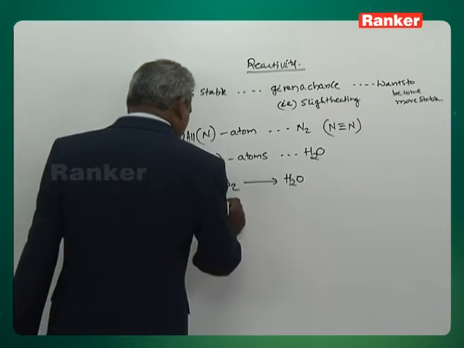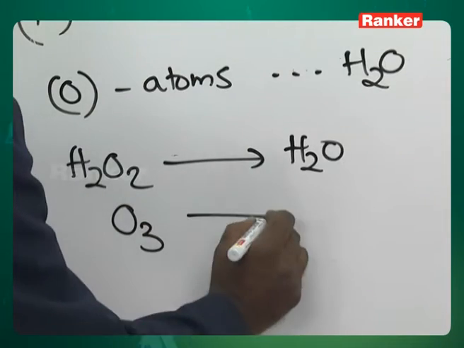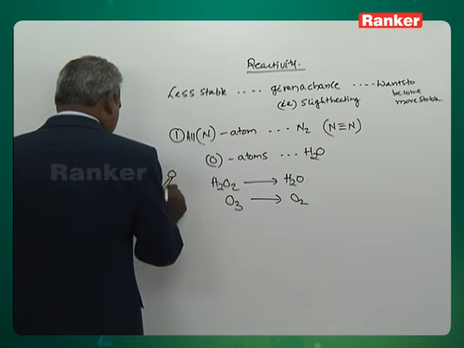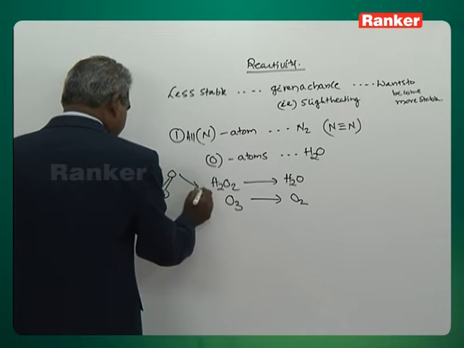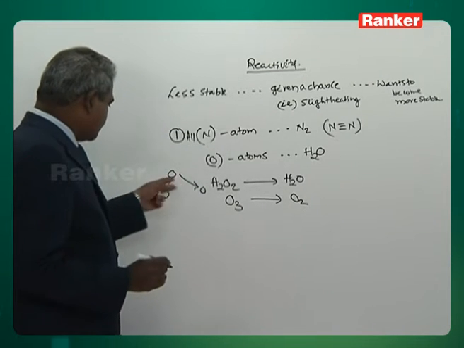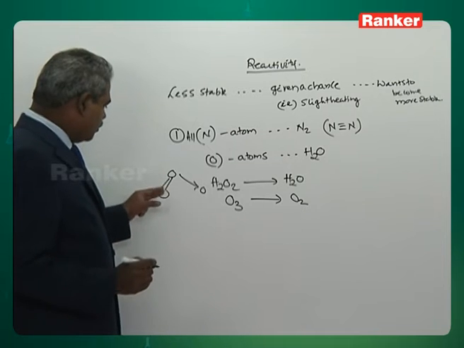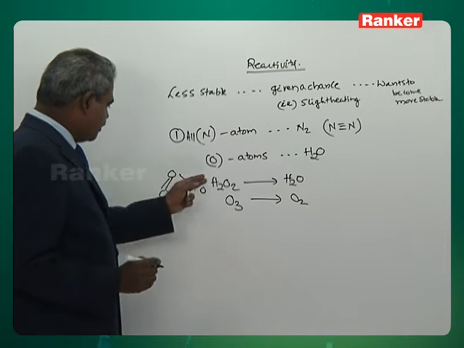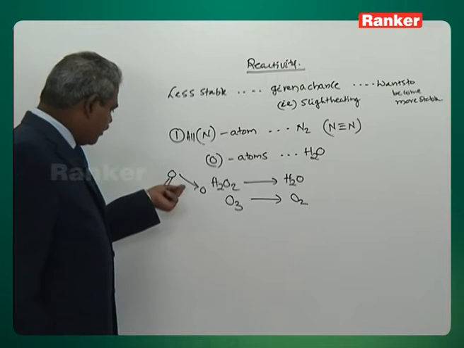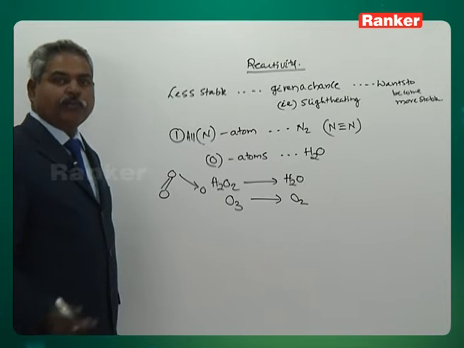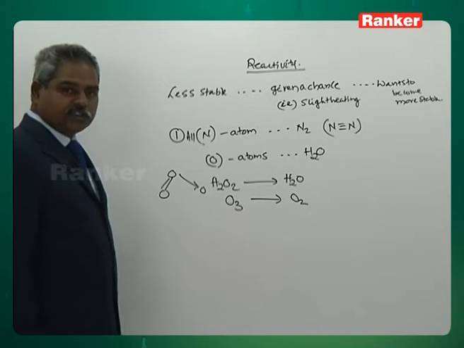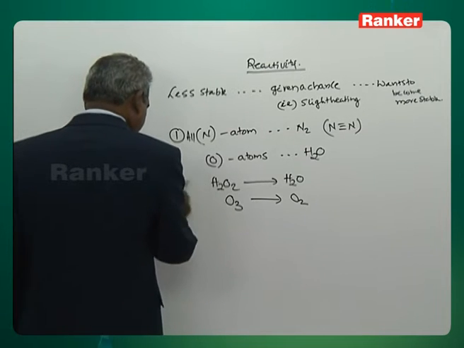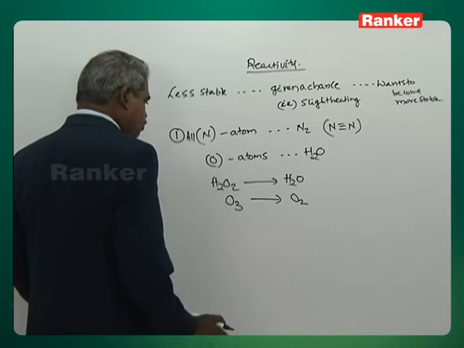Now, even ozone wants to become O2. In ozone, you in fact have a coordinate bond, and of course that resonates. It's not always a double bond, it's not always a single bond. The double bond will shift, so it's like a 1.5 bond. So once again, the oxygen-oxygen single bond is weak. Therefore, ozone wants to become O2.